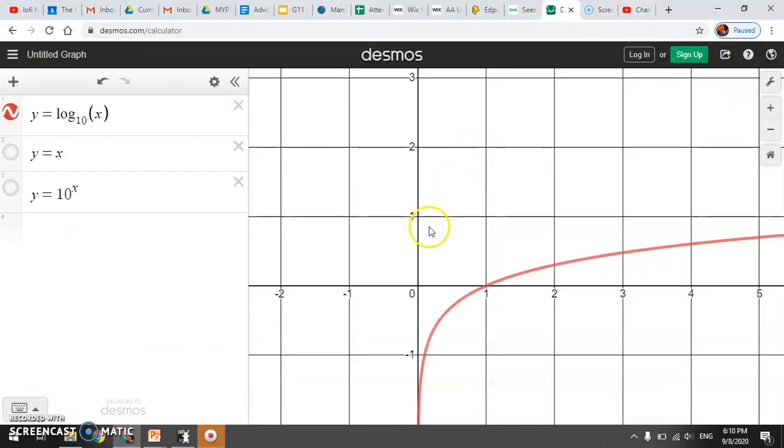Okay, so here I am. Here's our log graph. So that you know, a log graph looks like that. We'll talk about those details in a moment. Now I'm going to graph y equals 10 to the x. So now I have that one here. Okay, and do you see any relationship here now?